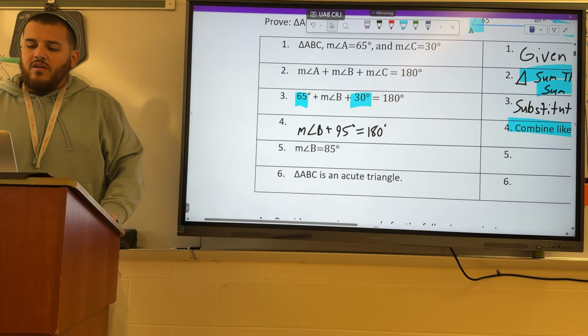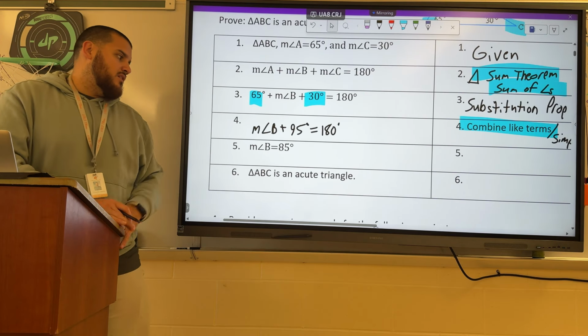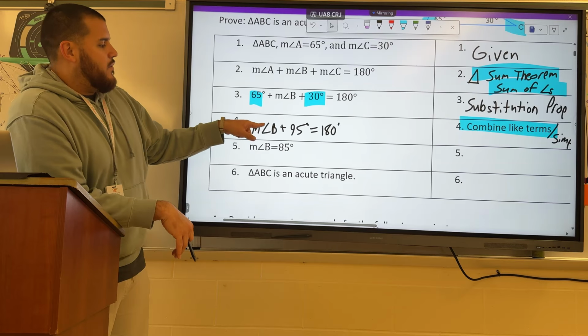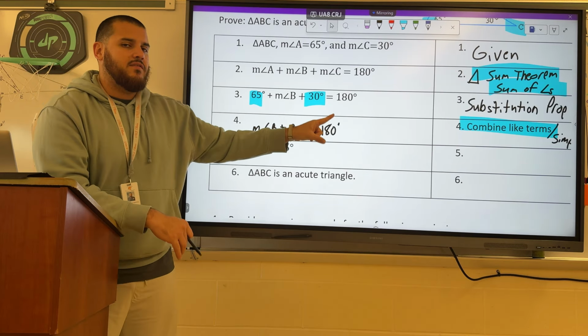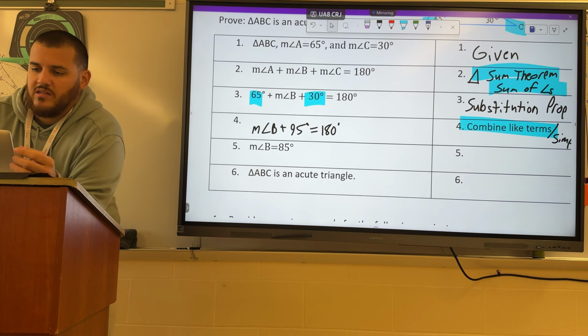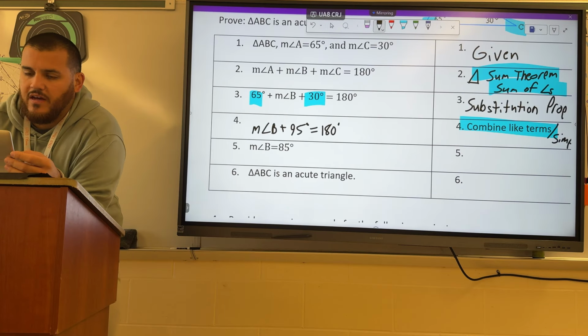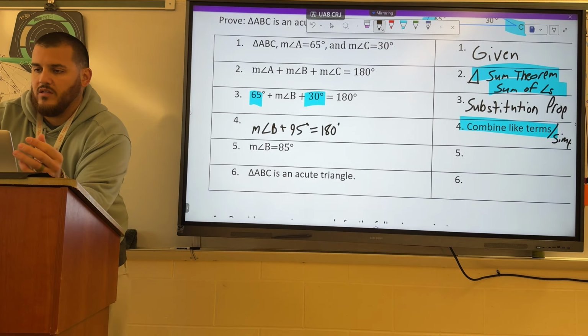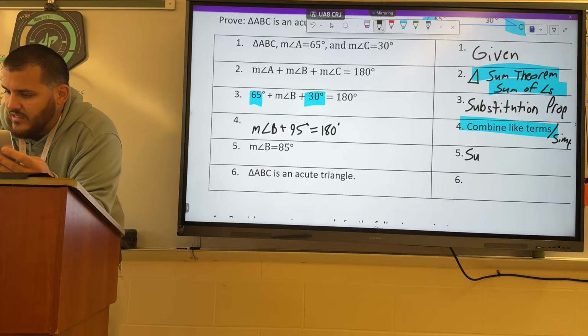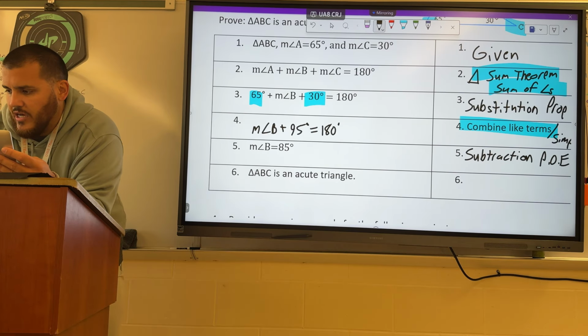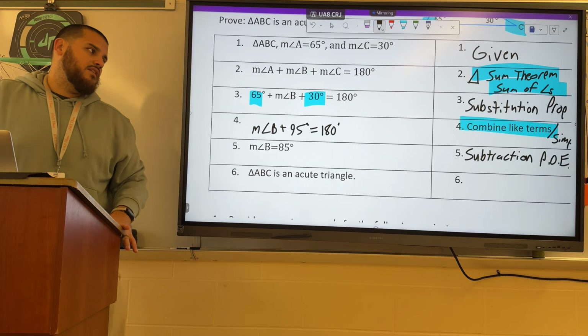Next, we have the measure of angle B being 85 degrees. Well, that's solvable from this equation. If I want angle B alone, I can move that 95 to the right side of the equal sign by subtracting both sides by 95, and that would give me 85 degrees for B. So as I said, that's using the subtraction property of equality, because we're subtracting from both sides using the subtraction property of equality there for that statement.